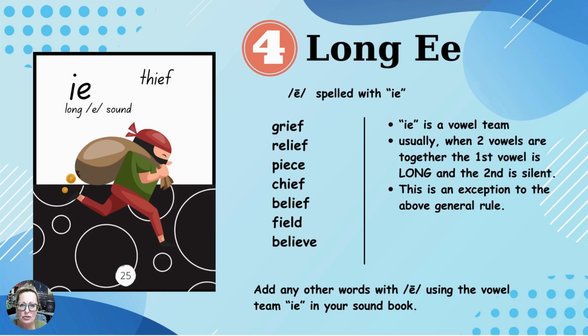Now, usually when two vowels are together, the first vowel says its name, which makes it the long vowel, and the second one is silent. That's usually the rule. This happens to be the exception to that rule. So if kids want to know why it says this sound or that sound, usually the first vowel in a vowel team says its name, which is the long vowel sound, but then we have exceptions like this. So use the sound book and ask your kids if they know any other words that have an IE that represents the long E sound, or write them in the sound book.